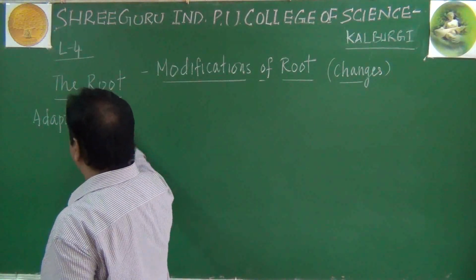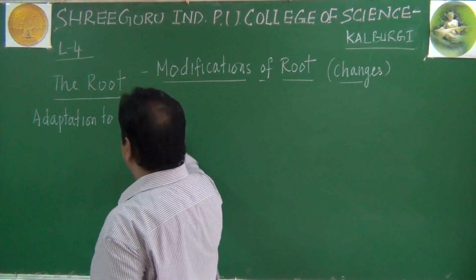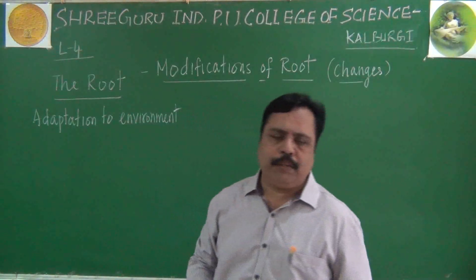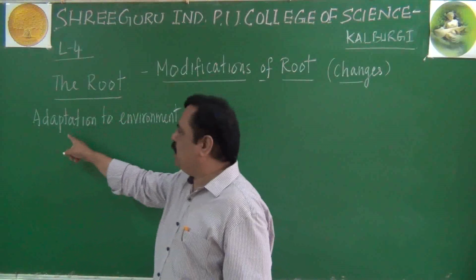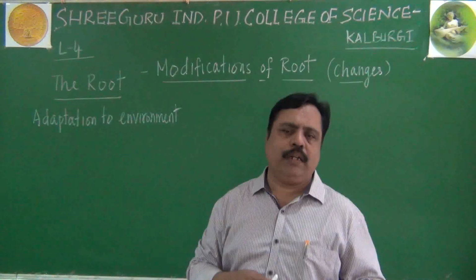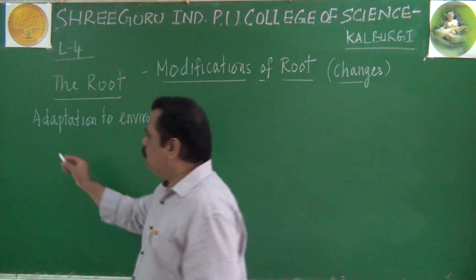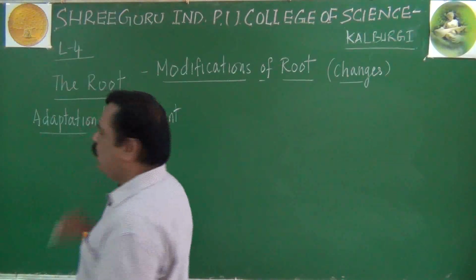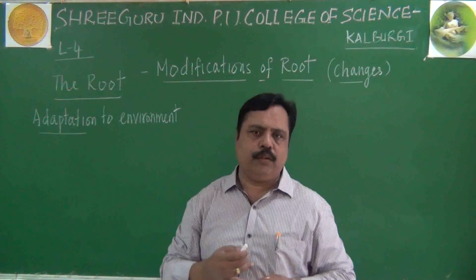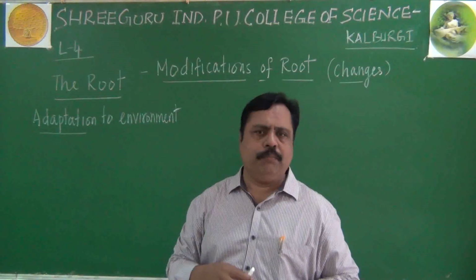How are they adapting to the environment? For the change in the environment or for some special function, they have to undergo some modification. That modification helps for adaptation, so it helps for survival of the root or plant. Now remember, the main function of the root I told you already. Main function is fixation of the plant into the soil. Second one is absorption of water and mineral.